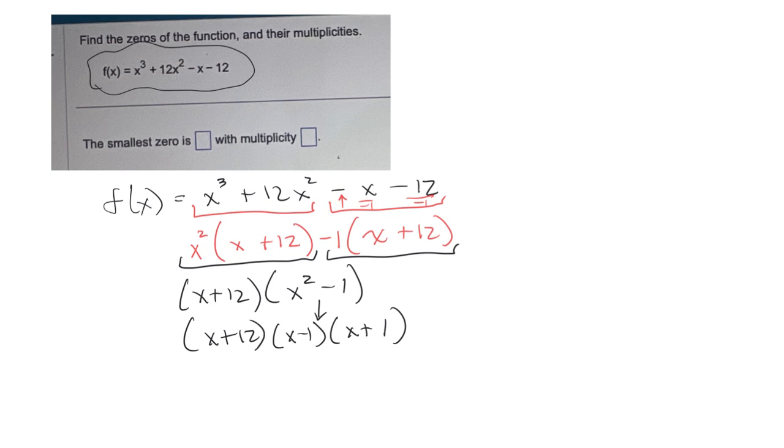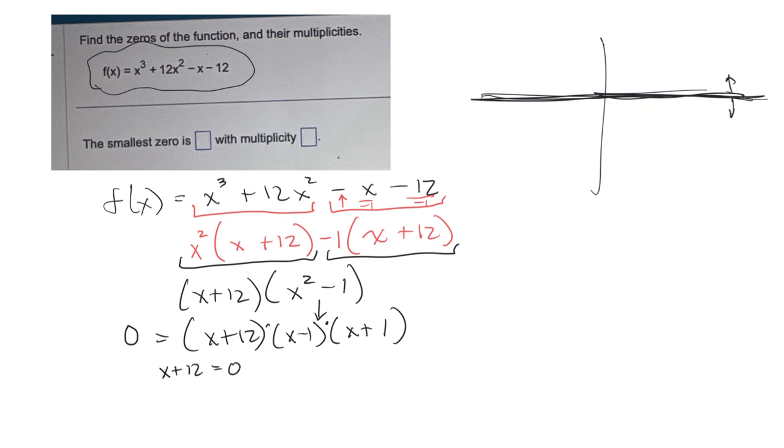Okay, so if I'm wanting to determine the zeros of that, then I would set the function equal to 0, because on a graph, anywhere along the x-axis, that's when y is equal to 0. And so I want to know when y is equal to 0. So now I can use the zero property that says if I'm multiplying things to get 0, one of them has to be 0. So either x plus 12 is 0, or x minus 1 is 0, or x plus 1 is 0. And I'll solve each of those equations.